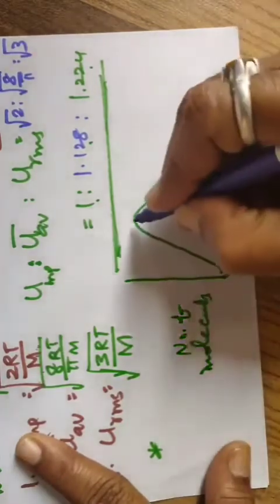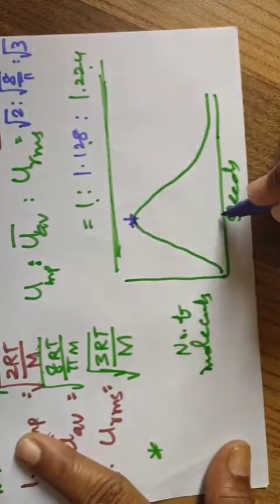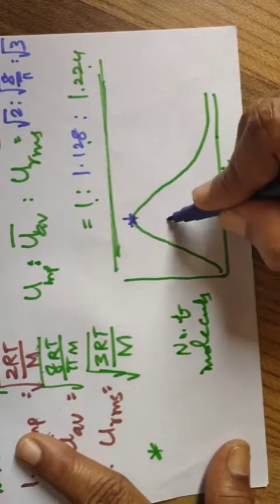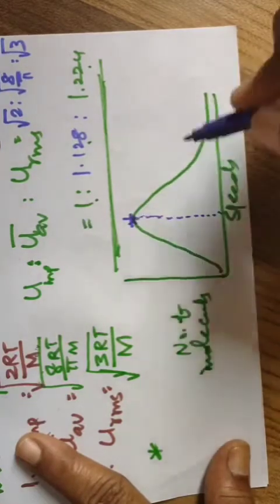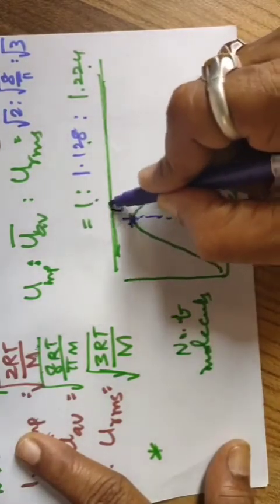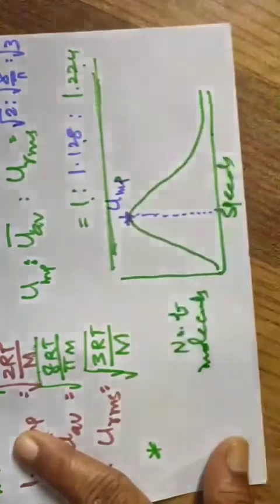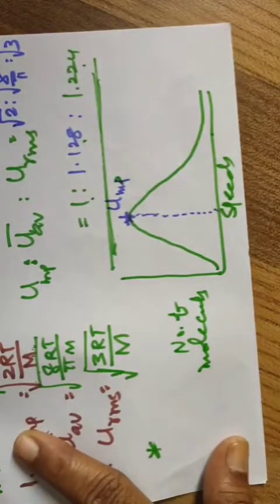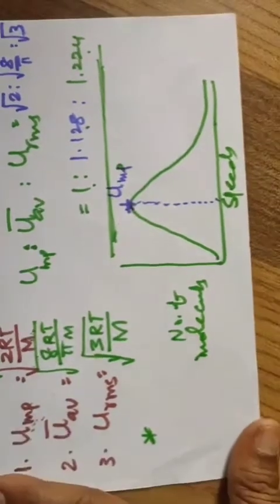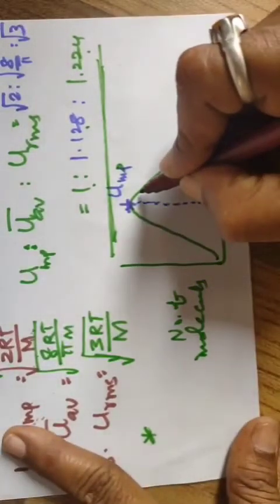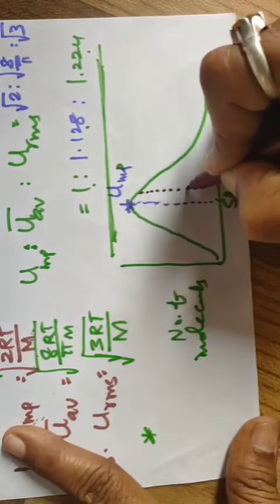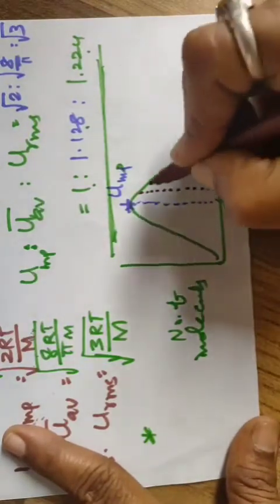Yes, this is the velocity possessed by maximum number of molecules, and it is known as most probable velocity. Yes, next one is, yes, this is most probable velocity.